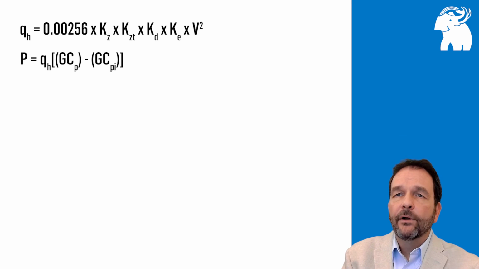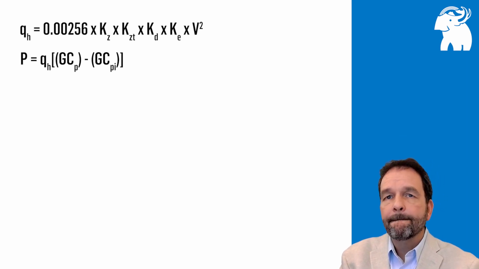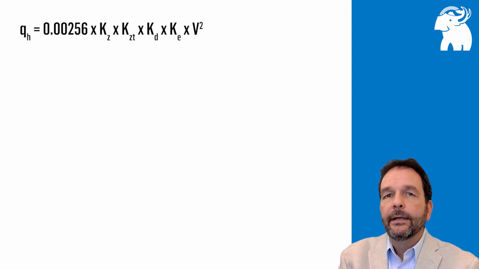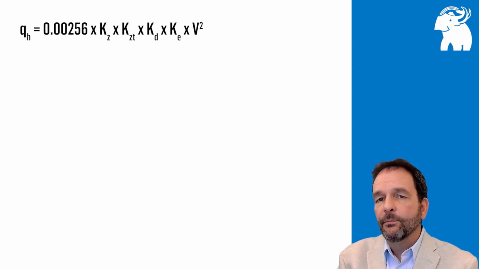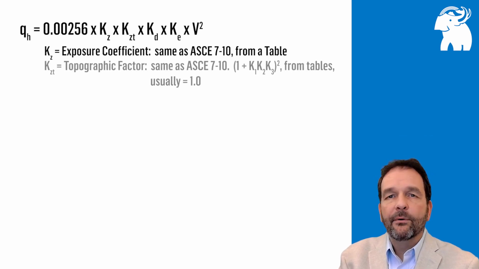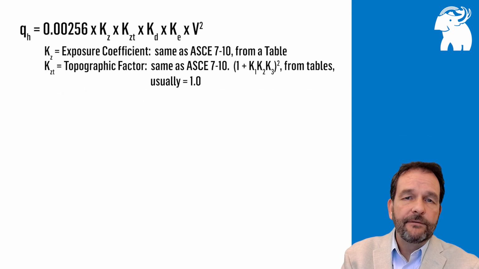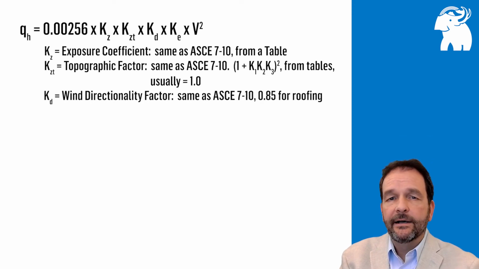So now we've actually found all seven of our variables used to find the design pressure for low slope roofing. We'll review those real quickly here. The first one in our set of variables for the velocity pressure was Kz, and that's the same as it was before in ASCE 7-10. You pull that from a table. That's your velocity pressure coefficient. Your topographic factor is usually going to be 1.0 for uniform terrain surrounding a building. Wind directionality factor for roofs is always going to be 0.85.